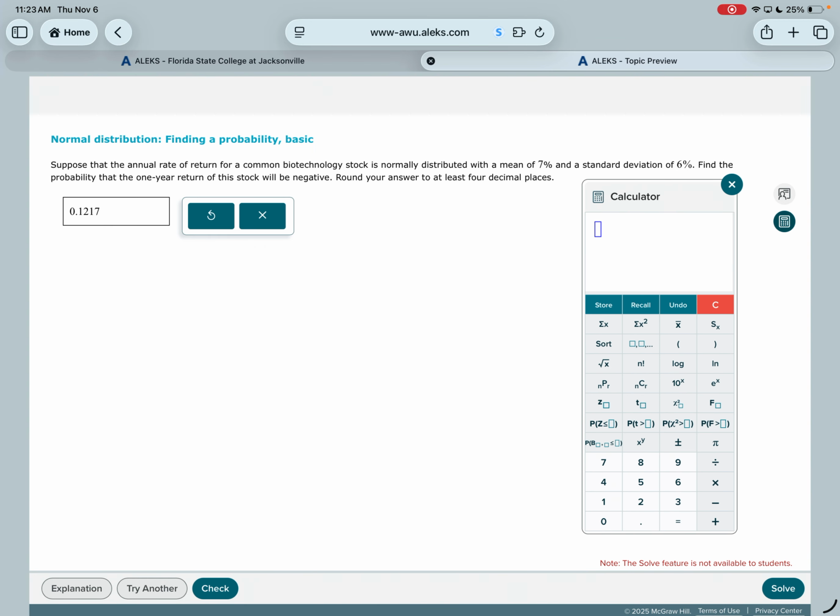Suppose that the annual rate return of a common biotech stock is normally distributed with a mean of 7% and a standard deviation of 6%. Find the probability that the 1 year return of the stock will be negative. That's kind of confusing because it just says will be negative. What you want to do on this one is put in a 0 for your X because anything less than 0 would be negative. Does that make sense? Anything less than 0 would be negative. Okay? And that gives me the right answer there. So we use 0 for the negative.